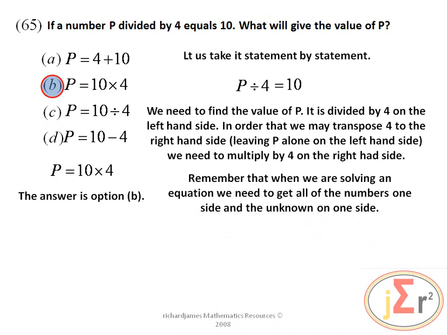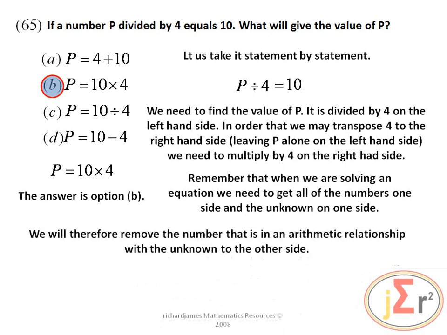Remember that when we are solving an equation, we need to get all of the numbers on one side and the unknown on the other side. We will therefore remove the number that is in an arithmetic relationship with the unknown to the other side. This 4 is in an arithmetic relationship with the P on the left hand side. We need to have P alone. Therefore, we need to remove this 4 to the right hand side.